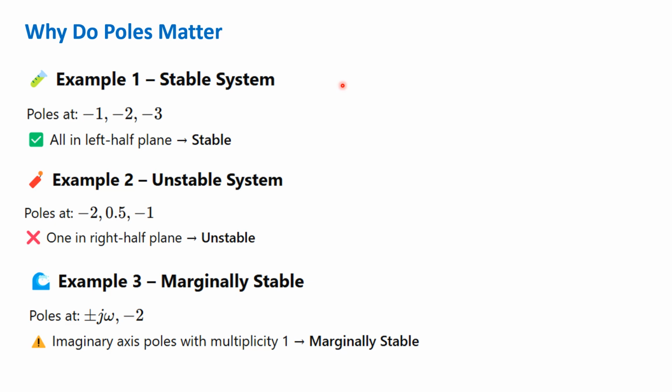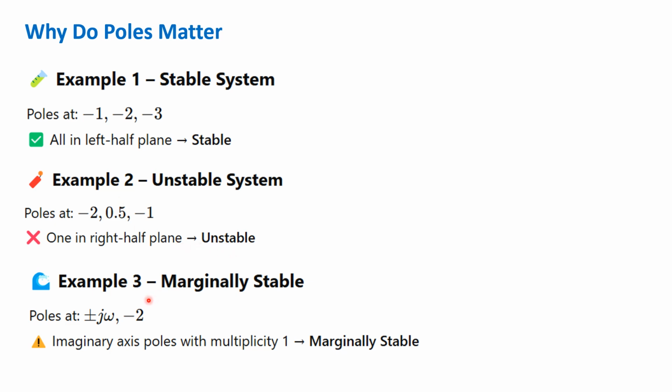So let's look at a few examples. Example 1. Say we solve and we find poles at -1, -2, -3. These are all in the left-hand plane, so this is a stable system. Example 2 is an example of an unstable system. If we have poles at -2, 0.5, and -1, the 0.5 pole is in the right half plane, therefore our system is unstable.